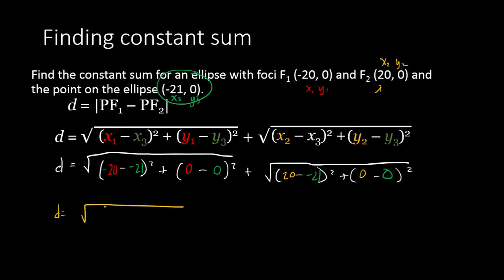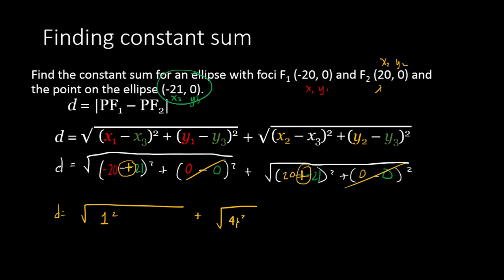Negative 20 minus negative 21. So this becomes addition. These cross each other out. So what's negative 20 plus 21? It's positive 1. So I get 1 squared plus 0 minus 0 is 0. So that was easy. On this side, I get 20 minus a negative 21, so this becomes addition. So 20 plus 21 is 41. 0 minus 0 is 0.